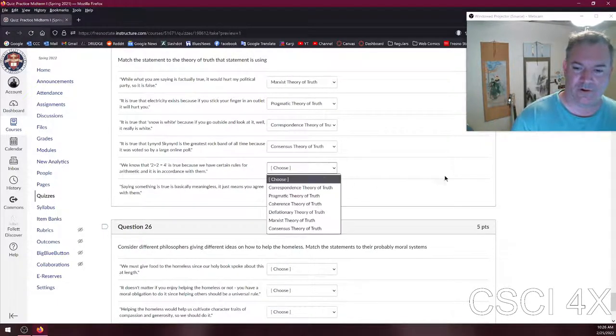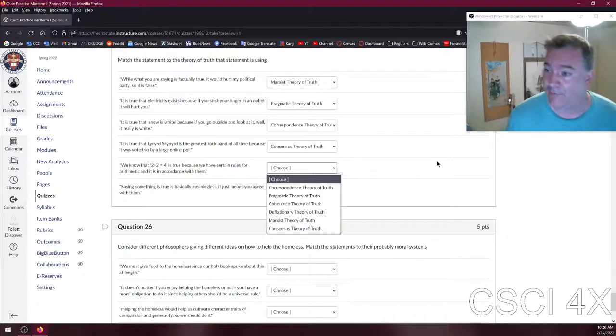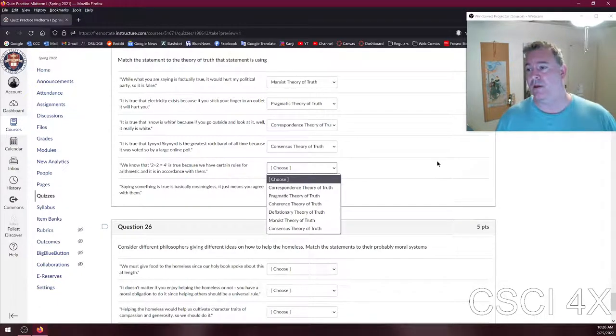Okay, so we know that 2 plus 2 equals 4, because we have rules of mathematics that govern how math works. And if we follow those starting axioms, the starting things we know to be true, that are self-evidently true, we can prove all sorts of interesting true things from those starting points. And so we know that 2 plus 2 is true because it matches what we know to be true already. Which one is this?